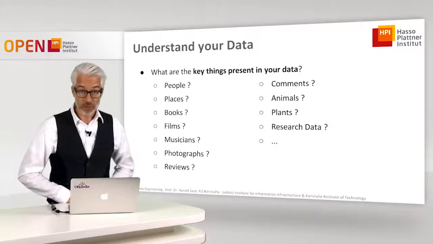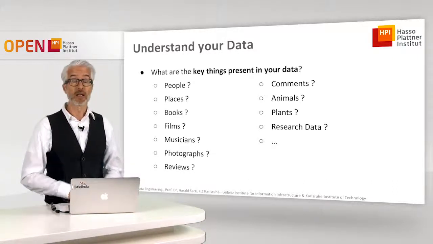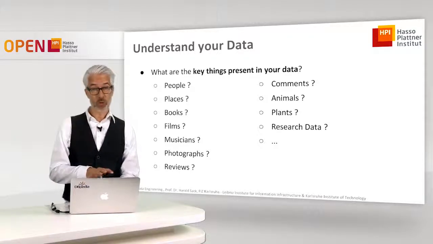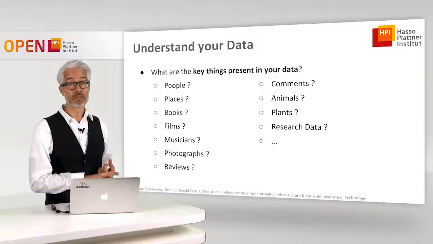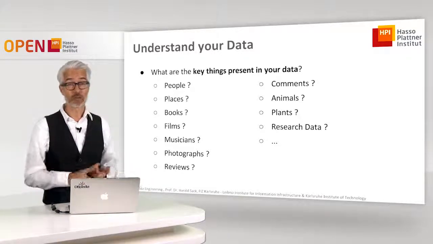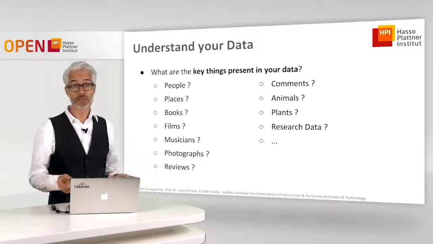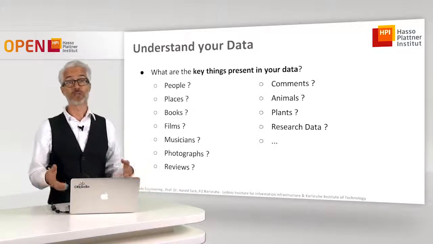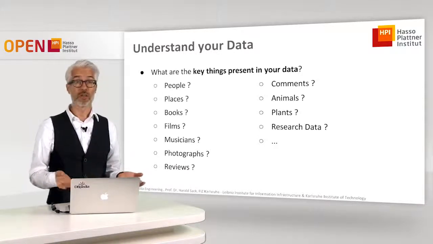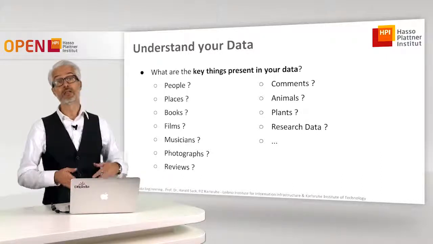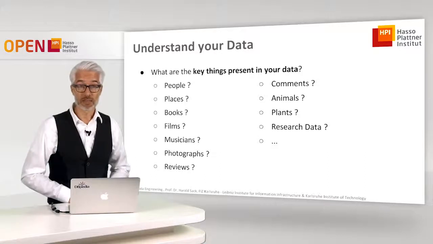First of all, if you want to publish data, you have to understand your data. So look at the data that you want to publish. What are the key things present in your data? Is it about people? Is it about places and geographical objects? Is it about books, films, musicians, photographs? Or is it a review website? Are there comments you want to publish? Are there animals? Are there plants? Is it research data? It depends on what kind of data you want to publish.